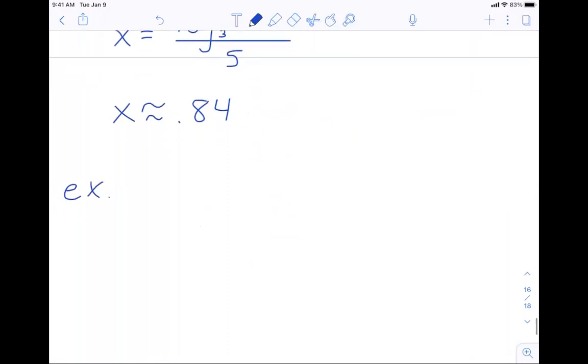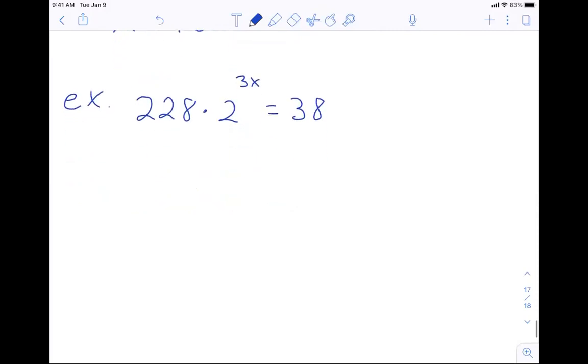So if we had something like 228 times 2 to the 3x is equal to 38. Now that's an ugly looking problem, but don't be intimidated by its ugliness. This is simple algebra rules and converting.